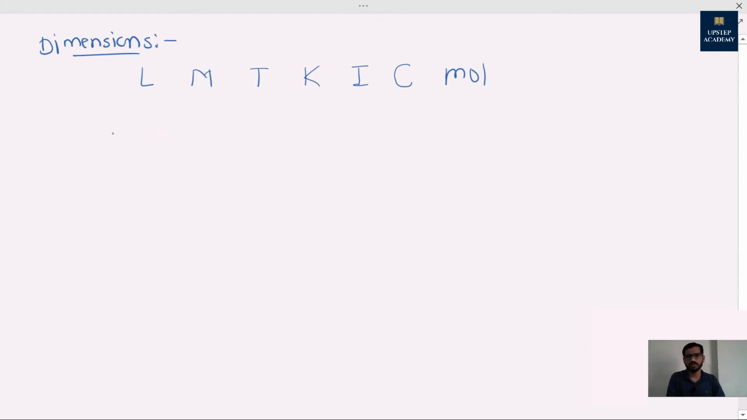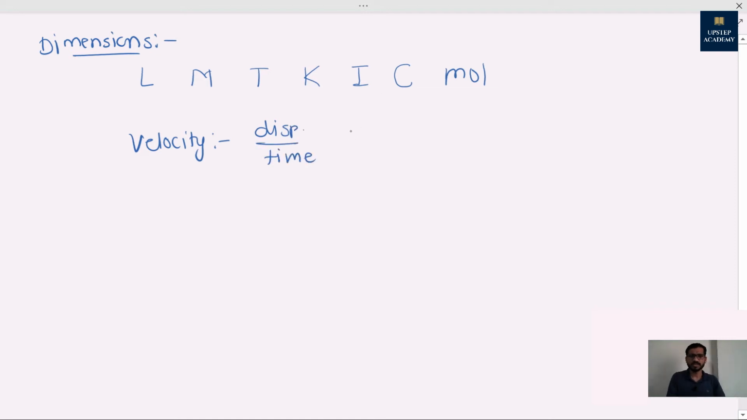Now first of all, what are dimensions? Dimensions are nothing but the powers to which we have to raise the corresponding fundamental physical quantities to show the original physical quantity. I'll explain with an example. Let's take the example of velocity. What is velocity? Velocity is equal to displacement upon time.